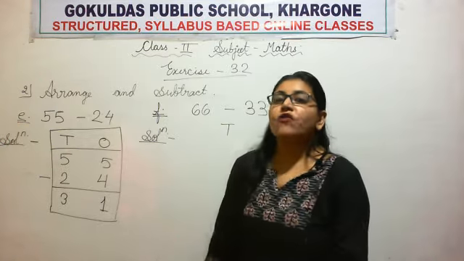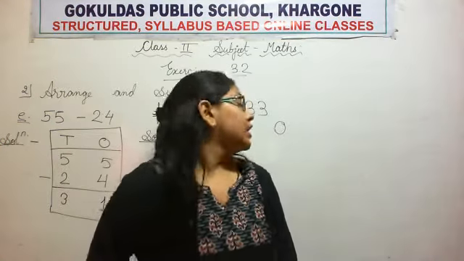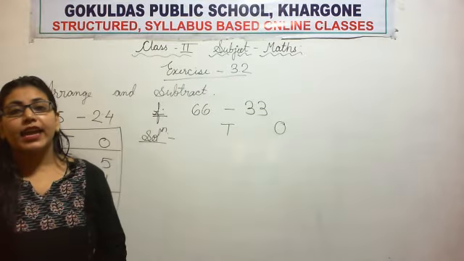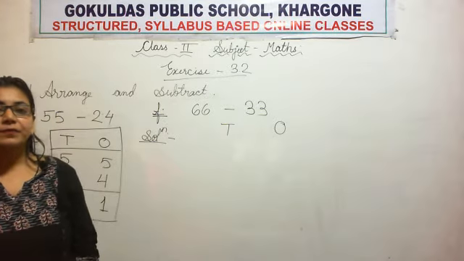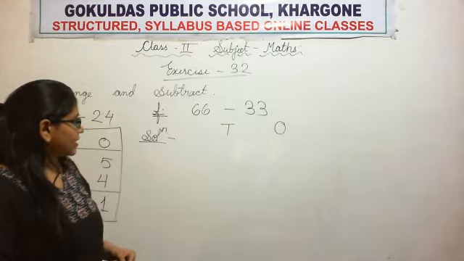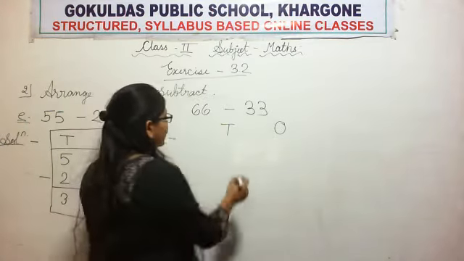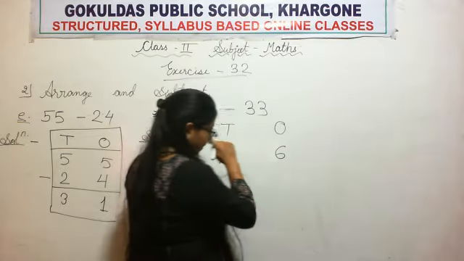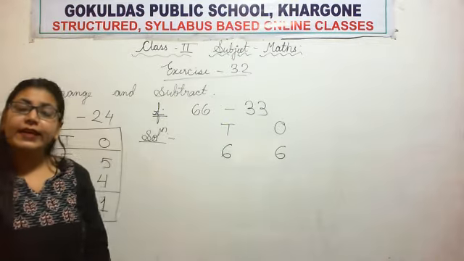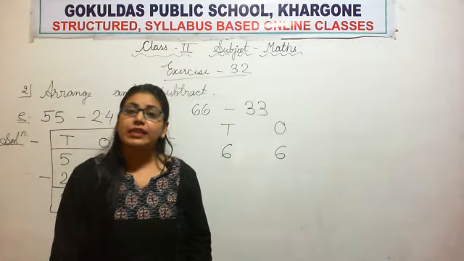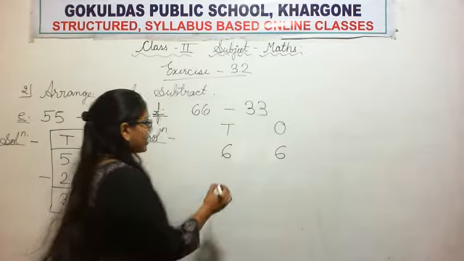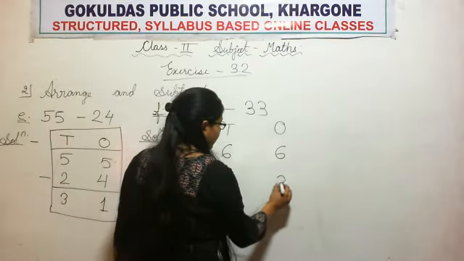Okay. Now find out the bigger number. 66 and 33, which one is bigger? Very good. 66 is the bigger number. It means it is our minuend. So let's write 66. Now 33 is the smaller number. It means it is our subtrahend. So we will write the number 33.